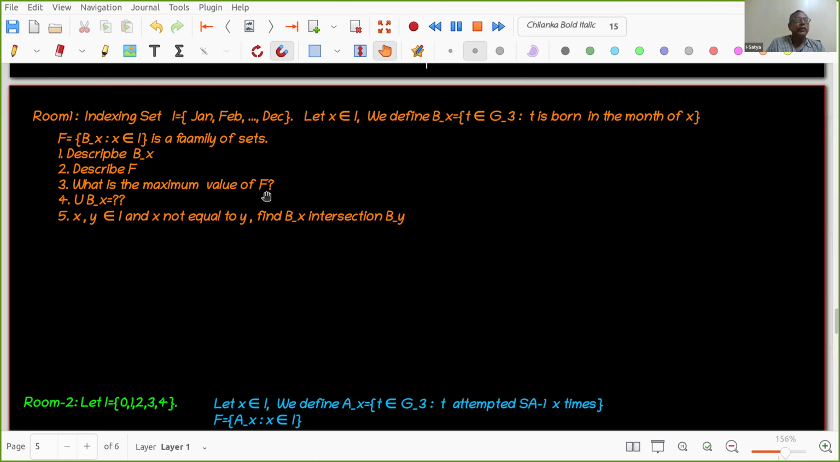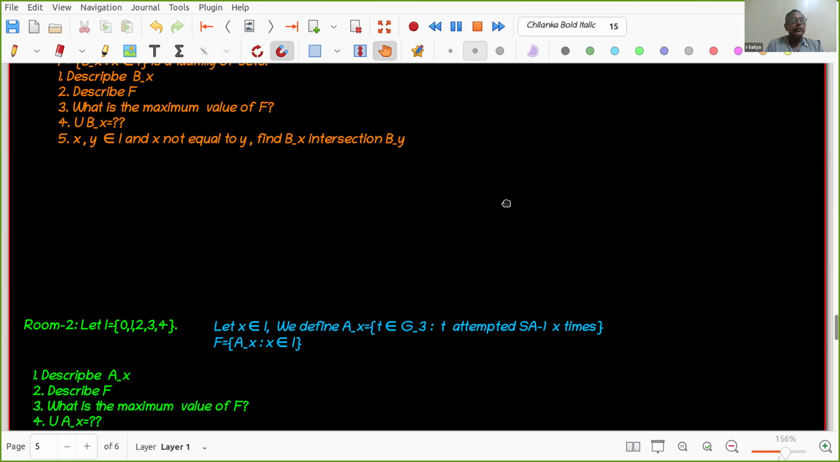Okay, what is the maximum value of F? Means how many sets are possible. What is the union of Bx? Okay, x and y belong to I, x not equal to y. Can you find the intersection of Bx and By? Are you clear about it, all of you? Is everyone clear with the problem? It is a question for everyone, but the discussion should be done by the room 1 people. Is the question clear, what to do? Very good, nice.